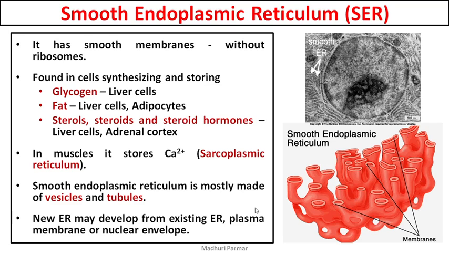New endoplasmic reticulum is developed from existing endoplasmic reticulum. If somebody asks you, where does new smooth endoplasmic reticulum originate from? The answer is it originates from rough endoplasmic reticulum. The rough endoplasmic reticulum which sheds all the ribosomes becomes smooth endoplasmic reticulum. Clear? It can also come from the plasma membrane or nuclear envelope.